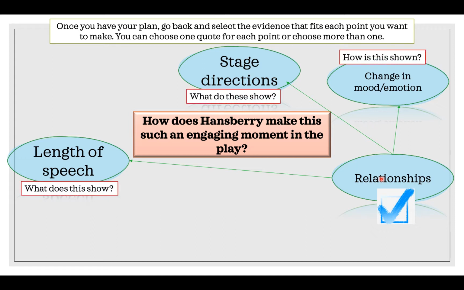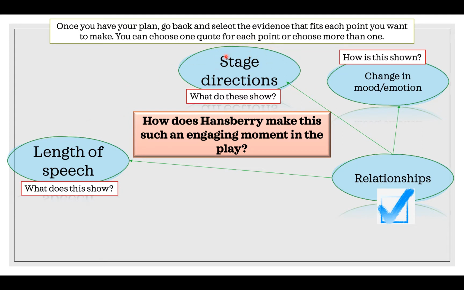What I do need to remember at this stage is my what and my how. So my what is my point. So what do I learn about this extract? Well, I do learn something about relationships, and I do learn something about how the mood and emotion changes. And I'm going to have to focus on, well, how? How do I know the mood and the emotion changes? And that's where I'm going to try and use some of these devices over here.